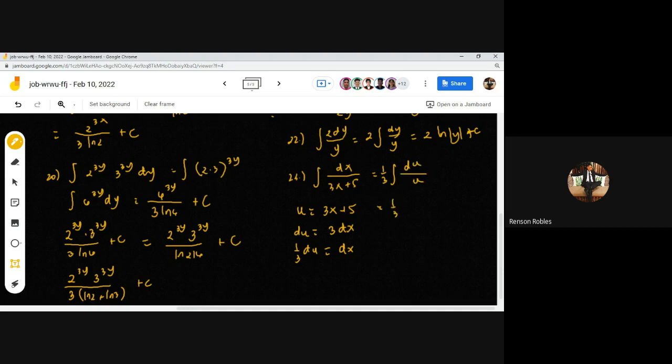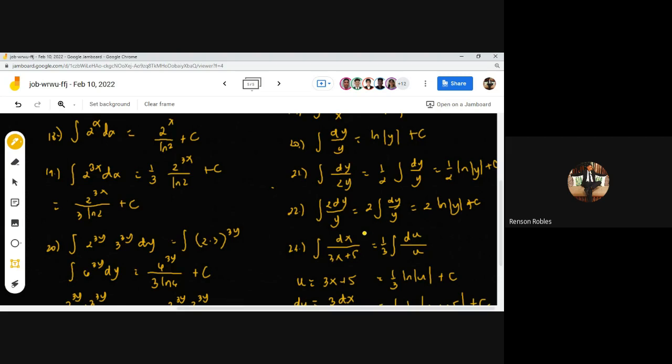And that's 1/3. What is du over u? ln of u plus c. That's 1/3 ln of 3x plus 5 plus c. Okay? So, as you can notice from the previous examples, a rational function will give you an ln function as its integral if and only if the derivative of the denominator can be found on the numerator. When the derivative of the denominator can be found on the numerator, it is an ln function.